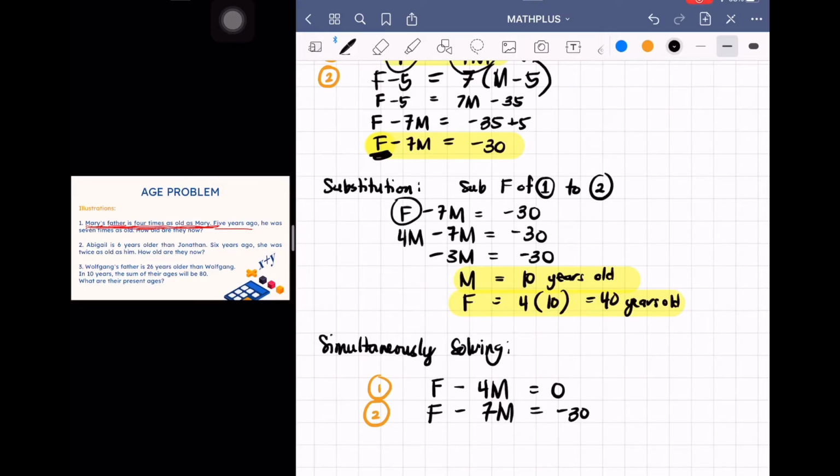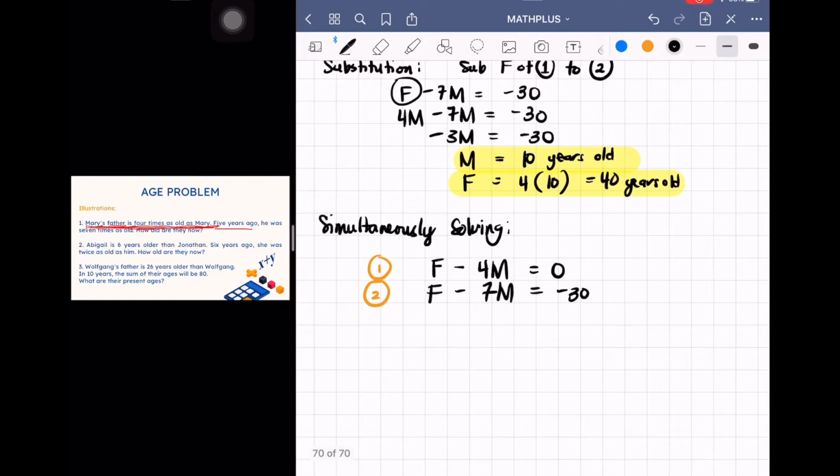By simultaneously solving, the target is to cancel. Okay? Simultaneously solving is properly known as elimination method, okay? Elimination method. That means you're going to eliminate one of the variables. So you can eliminate either f or m. Basically, the ones we eliminate are the ones with the same numerical coefficient. Or in short, yung magkamukhang magkamukha. So in this case, f and f are similar on both the equations.